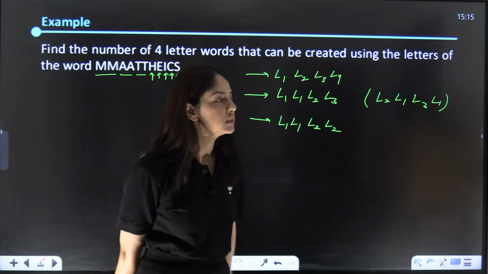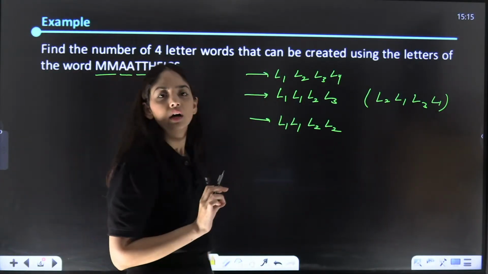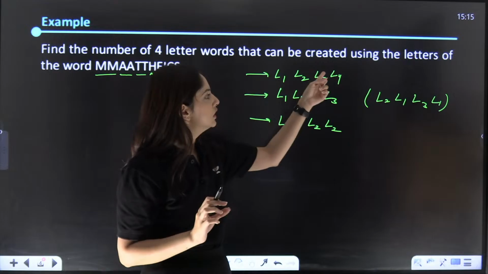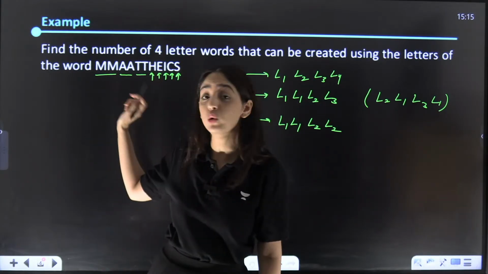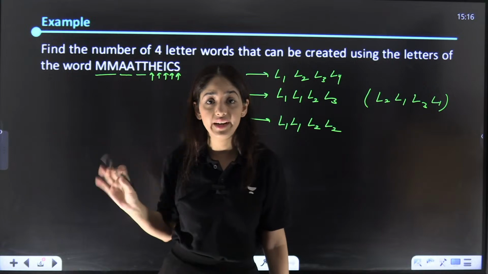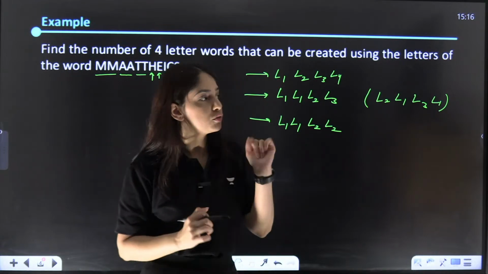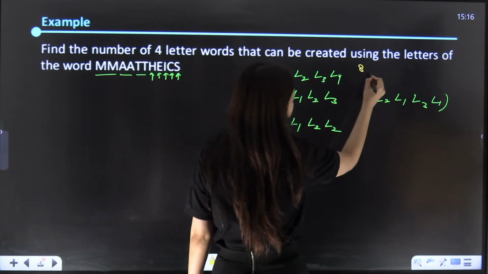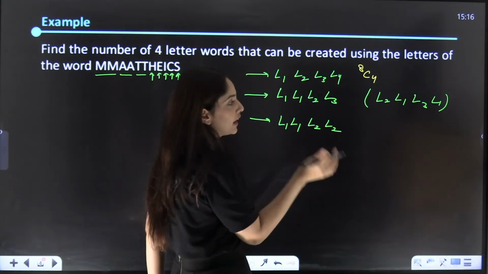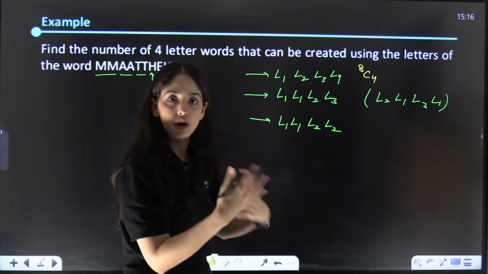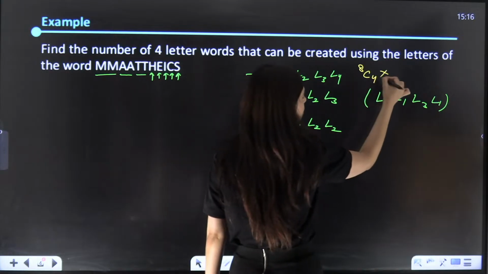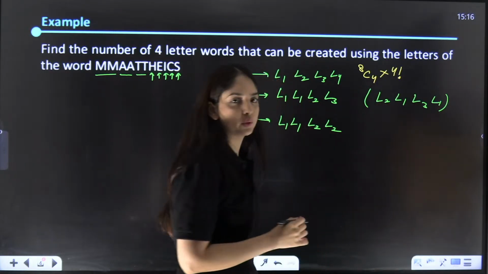How many options do we have for selecting 4 distinct letters? We had a total of 8 distinct letters available to us. So we have to select 4 out of these. And once we have them, we have to arrange them, all possible arrangements. So multiplied by 4 factorial.